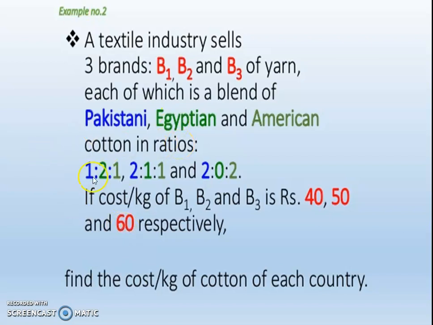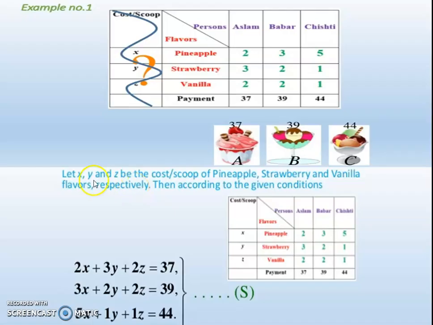I gave an example: a textile industry sells three brands B1, B2, B3 of yarn. Each of these blends Pakistani, Egyptian and American cotton in a given ratio. If the costs of B1, B2, B3 are 40, 50, 60, find the cost of cotton of each country. It is your assignment question. You must solve it using which concept? Obviously using Cramer's rule, you can easily find it.